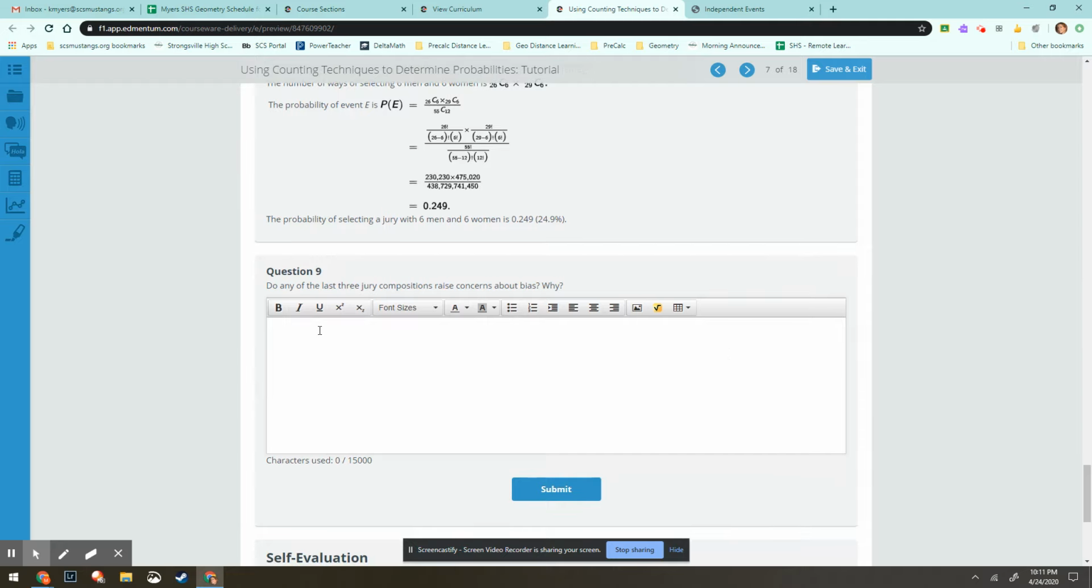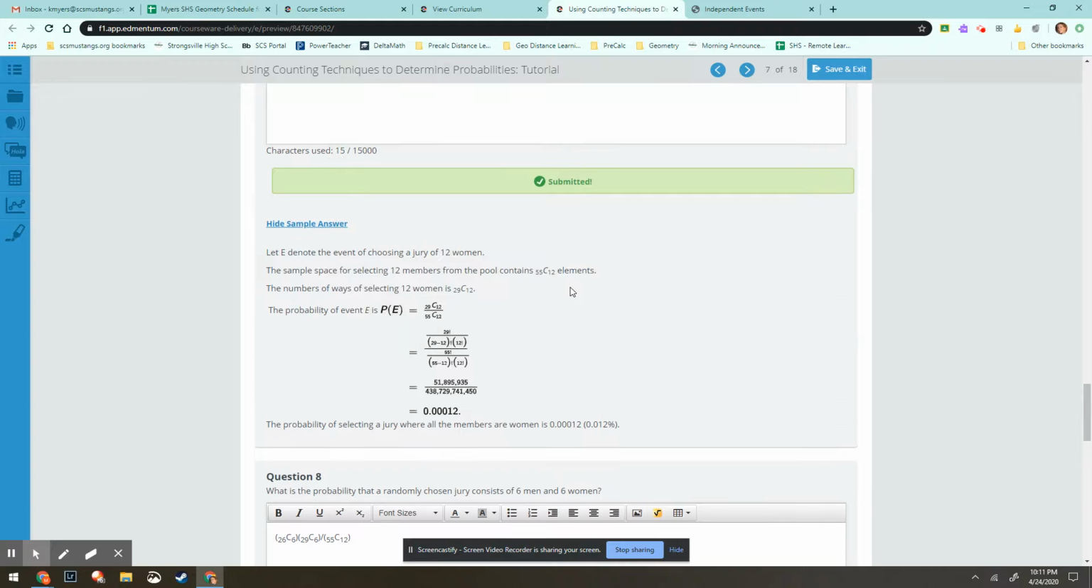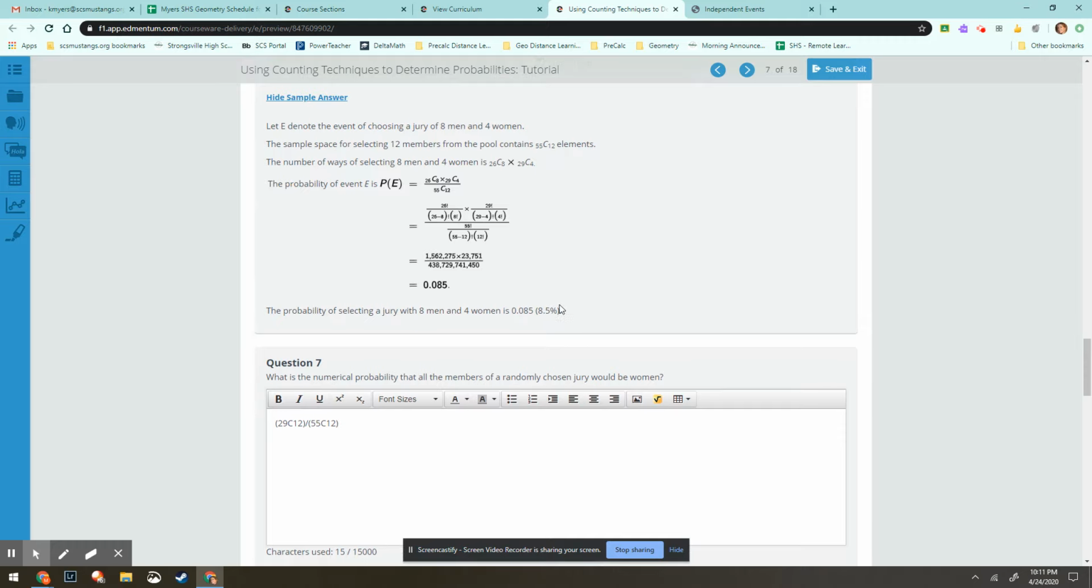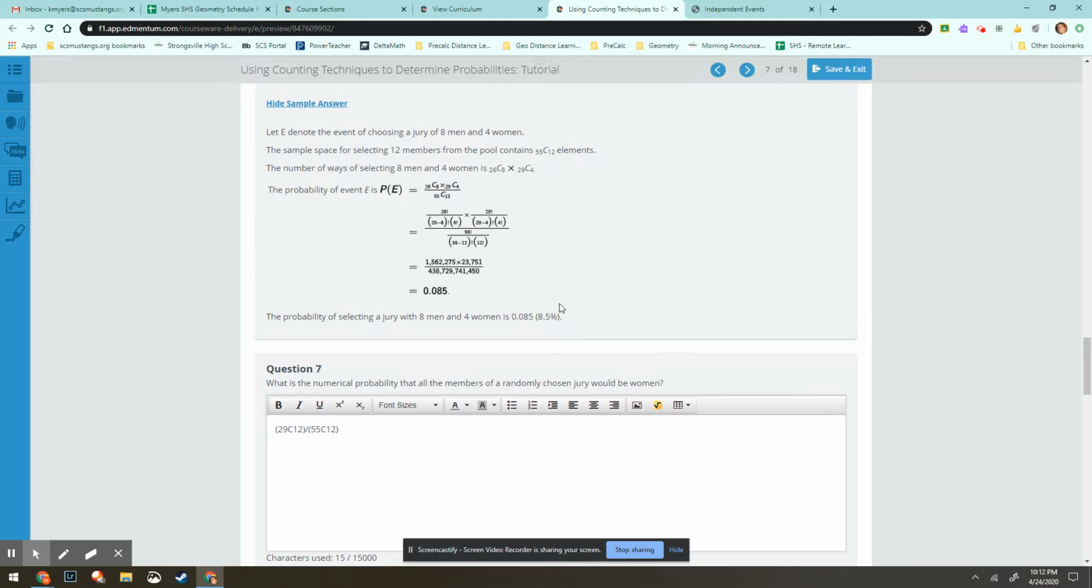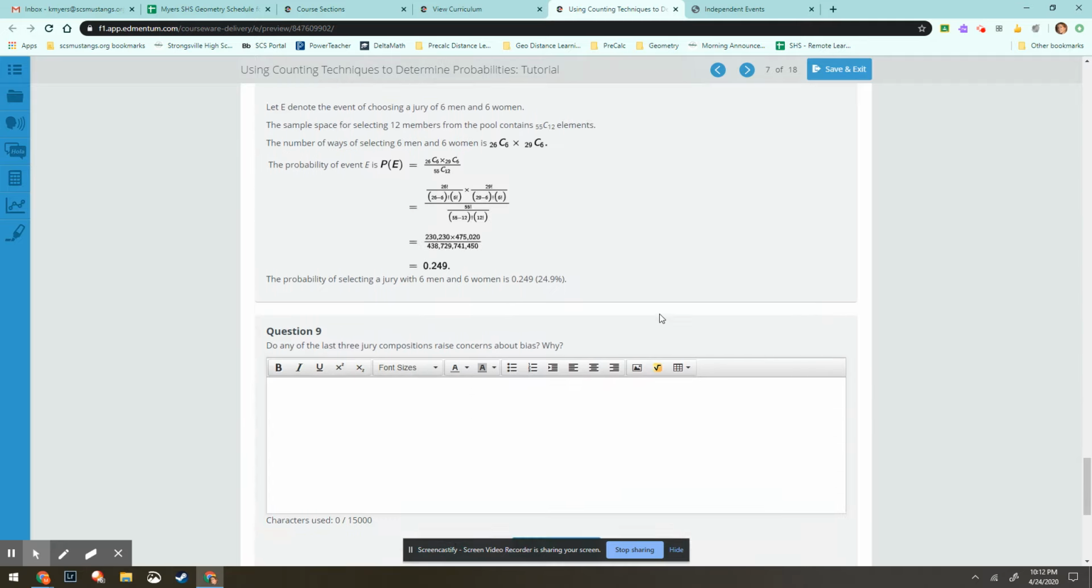Do any of these, so this last question here, do any of them raise concerns about bias? I would say definitely. This one right here, the 6 men, 6 women, not so much. You get like a 25% chance of getting that. This one you only have a 0.012 chance to get the 12 women. And then up here you have 8.5% chance of getting 8 men and 4 women. So of these, the 12 women would be the most concerning.